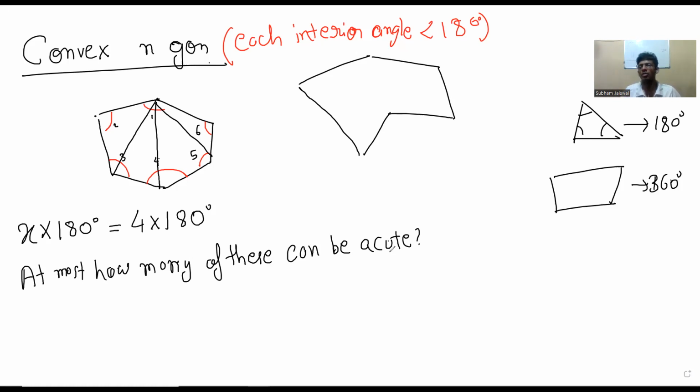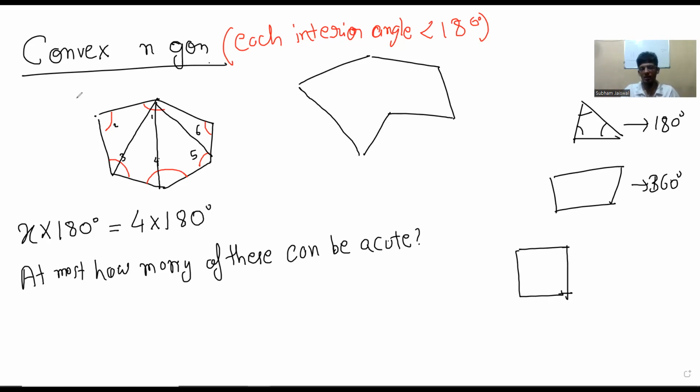You can just ask that question for a quadrilateral first, right? In a quadrilateral, how many acute angles can you draw? 2, 3, 4? Is it possible that all 4 angles are acute? That is certainly not possible, right? You can draw a square, but those are 90. You cannot make all 4 less than 90, right? So you can make at most 2 in a quadrilateral.